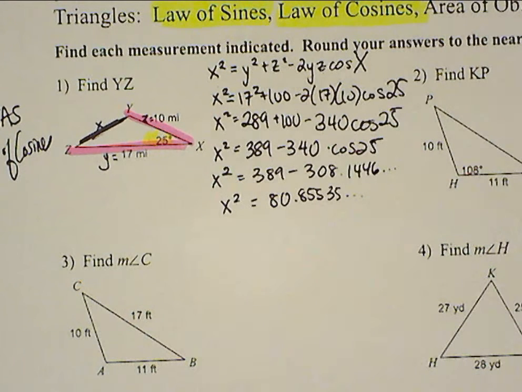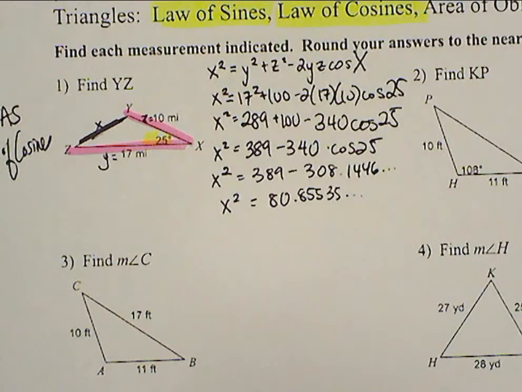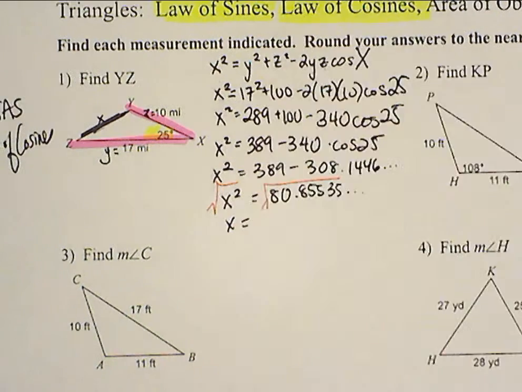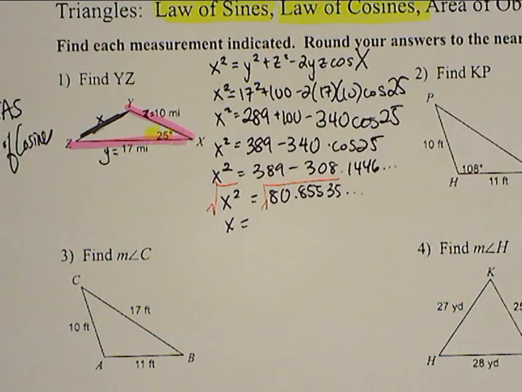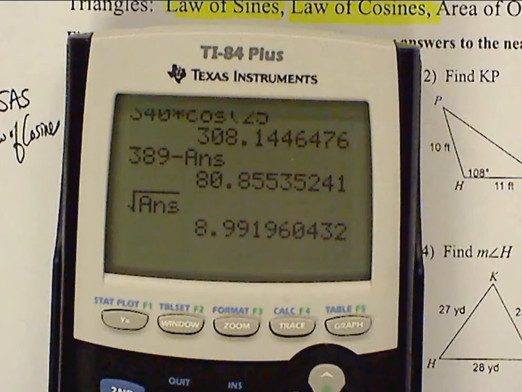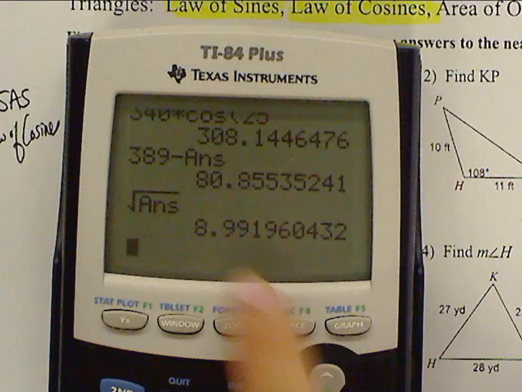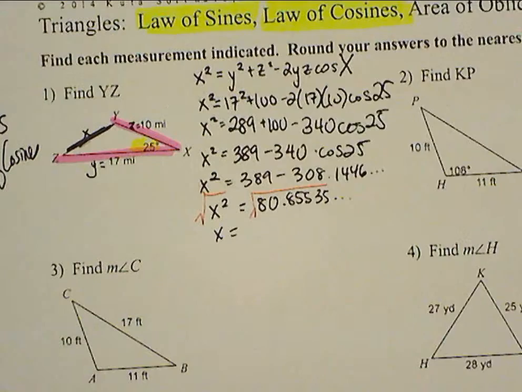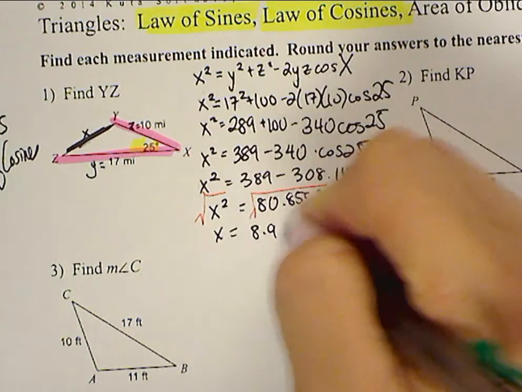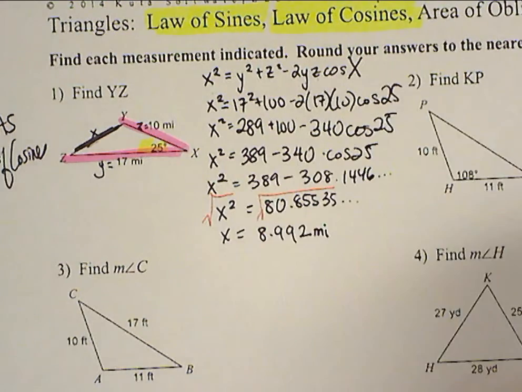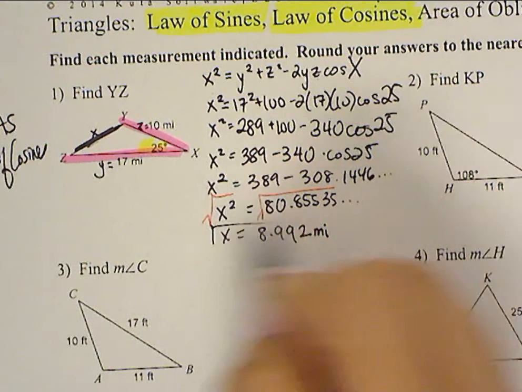Is that my answer? Is x 80? Why not? Square root. So the square root of that on your calculator is 8 point something, but with sides, what level of accuracy do I need? 3 decimal places after the point. So 991. Do I keep the 1 or bump it up? Bump it up. So 8.992. Is it miles or miles squared? Is it area? No, it's length. We're just finding x.